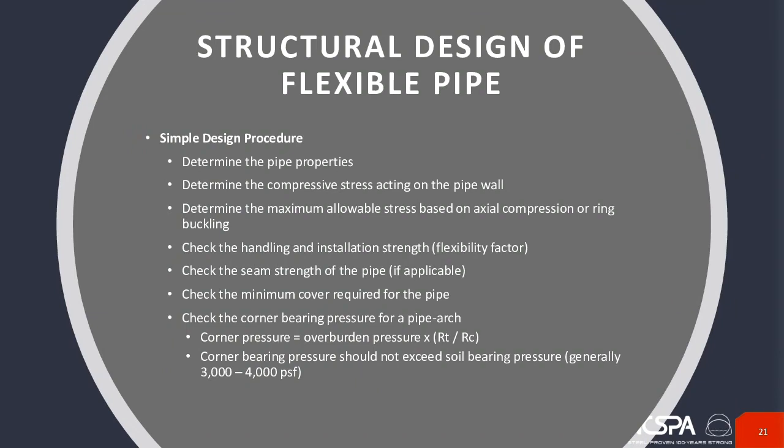Now, this slide boils the procedure down into 7 easy to follow steps. First, you must determine the pipe properties. Second, the compressive stresses acting on the pipe wall. Third, the maximum allowable stresses. Then you're checking the handling, installation, or the flexibility factor. Next, if applicable, you will check the seam strength. Then check the minimum cover required for the pipe. And then if it's a pipe arch, you're going to check the corner and bearing pressures.